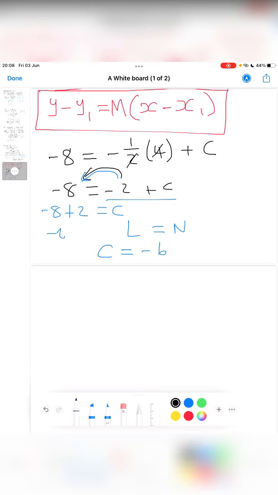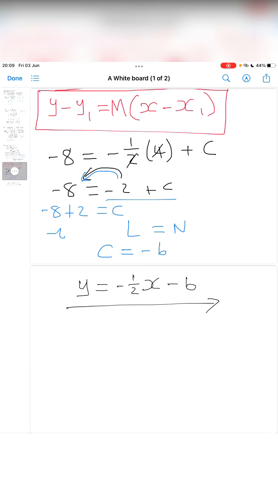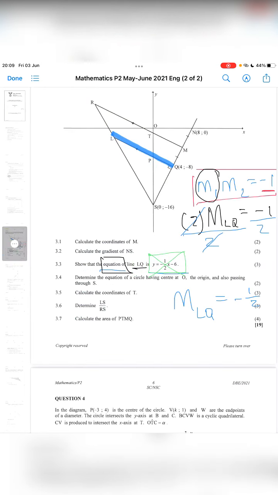Then you can now rewrite that equation in the standard form. So you know your y equals the gradient. We calculated it to be -1/2 x. What is c? You calculated it to be -6. So in conclusion, I would say I have shown the examiner, show that 3.3, that the equation of line LQ is y equals -1/2 x minus 6.